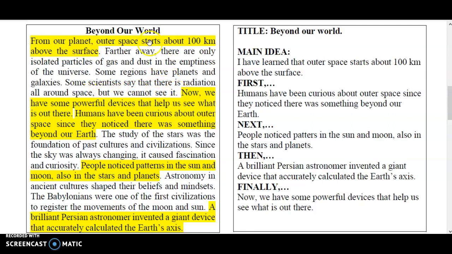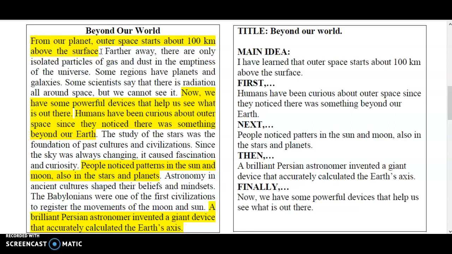Look, this is the first paragraph for me, and I highlighted this sentence. From our planet, outer space starts about 100 kilometers above the surface is the most important idea in the first paragraph.